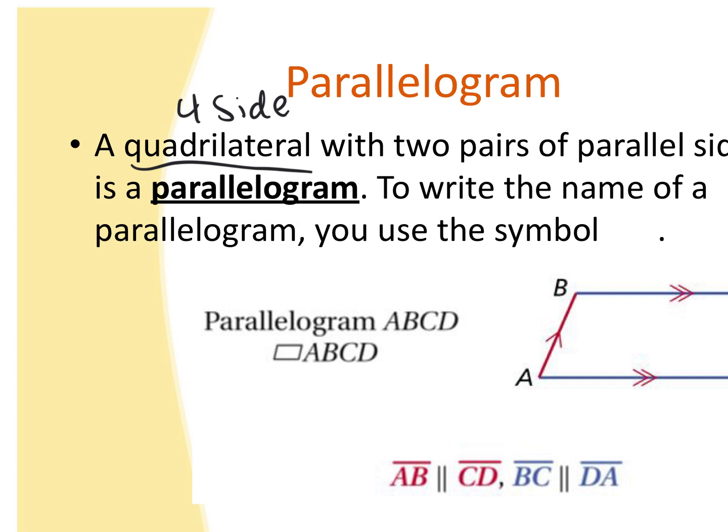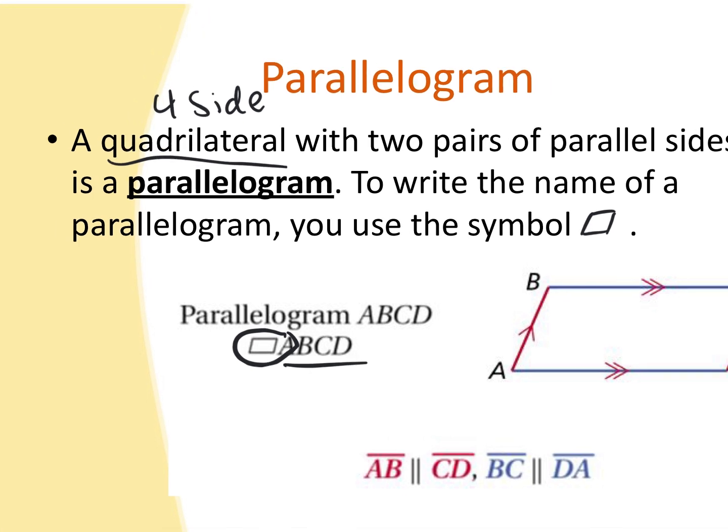To write the name of a parallelogram, you use a certain symbol. And that symbol looks like, have you ever seen in Word documents, you can italicize something? It's like an italicized rectangle. So it's like a rectangle, but slanted. Do you guys see that? That is the symbol that indicates it's a parallelogram. A better version is this one down below. That is the symbol that we use to call out a parallelogram. And a parallelogram has how many vertices? 4.